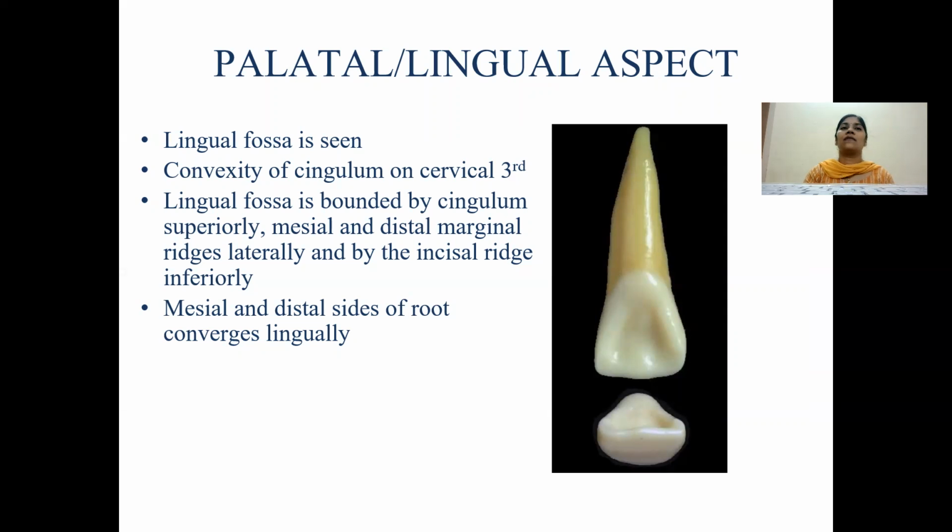As we said, the convexity, that is the cingulum, is situated at the cervical third, and there is a lingual fossa below that, which is again a depression. When you look at the lingual fossa, that is the depression you are seeing over here. This is bounded by the cingulum superiorly, the mesial and the distal marginal ridges laterally, and by the incisal ridge inferiorly. The mesial and distal sides of the root converge at the root.